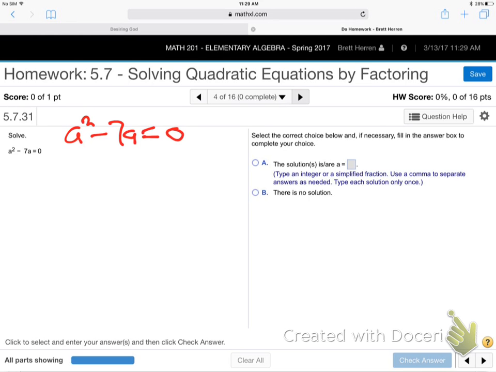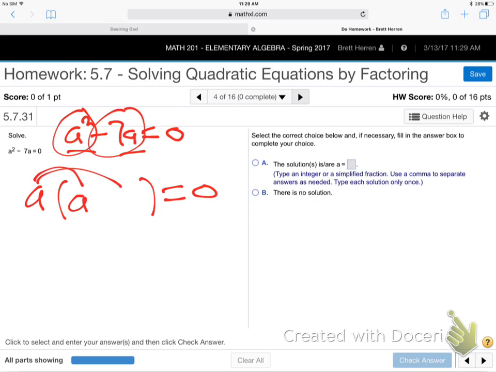Before we dive into the 2 parentheses or whatever, you want to say, hey, what do these both have in common? What do they both have the same? A. And do the 1 parenthesis. Remember how we always do that first when they have something in common? Then say, okay, A times what will go back to A squared? A. And A times what will go back to minus 7a? Minus 7. Good to there so far?